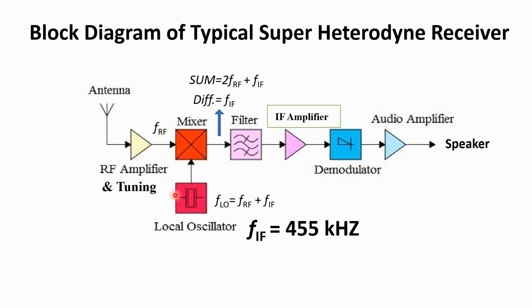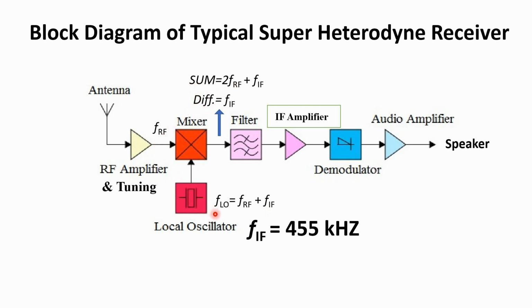Here is the local oscillator, which provides frequency FLO equal to FRF plus FIF, where FIF is known as the intermediate frequency, right? These two signals, FRF and FLO, are given to the mixer circuit, and you know the concept of the mixer, we have discussed it earlier. The mixer produces two outputs, one is the sum and another is the difference.